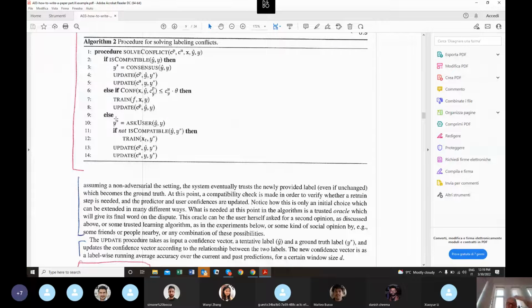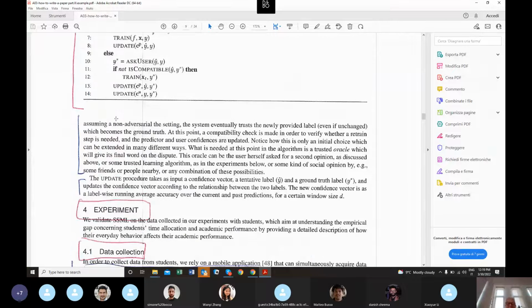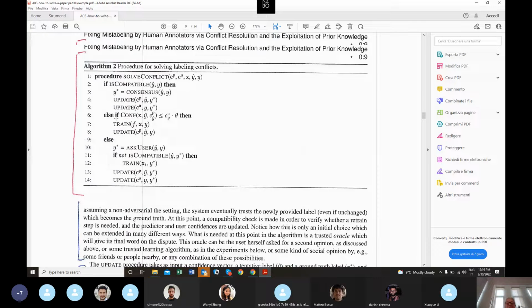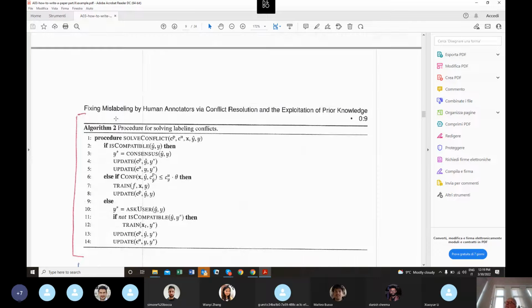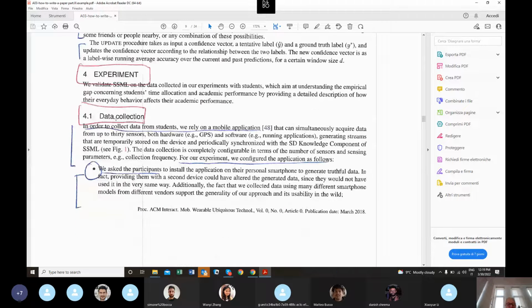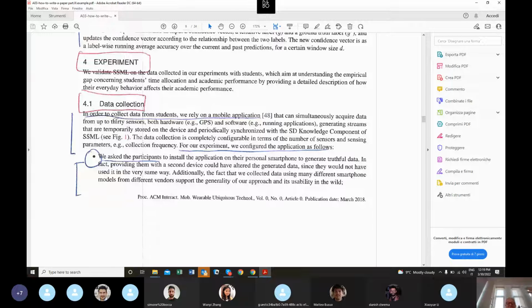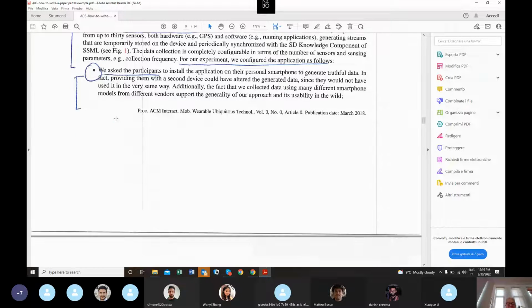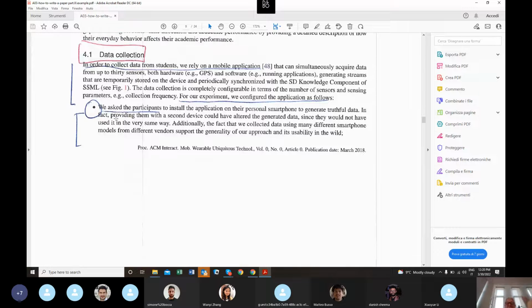Then if conflict, we explain the algorithm. And then we explain the update procedure. You see, update the last paragraph, and then you update in lines 13 and 14. Clearly the algorithm, once you have it, is wonderful because it allows you to structure the section. For the experiment, we already split it at the fine-grain structure.